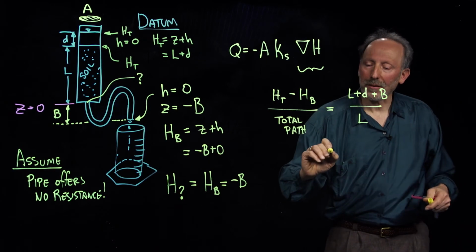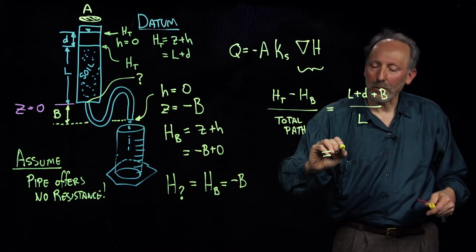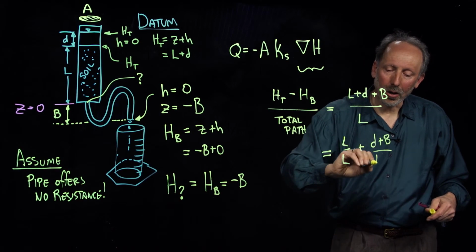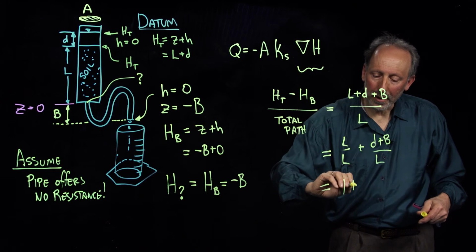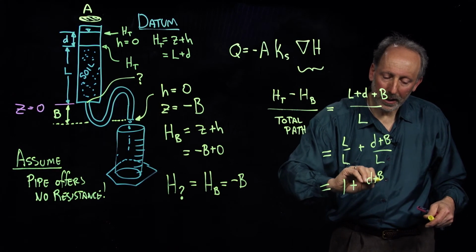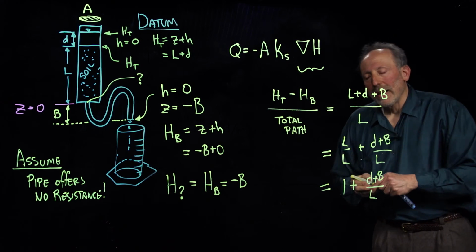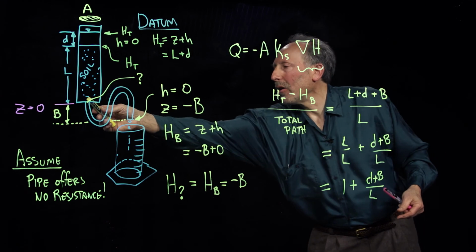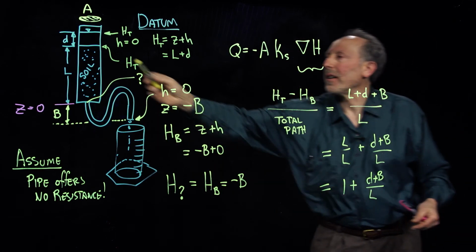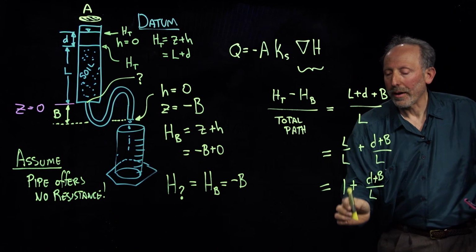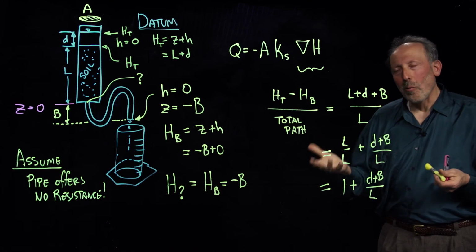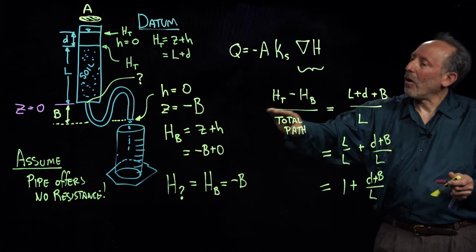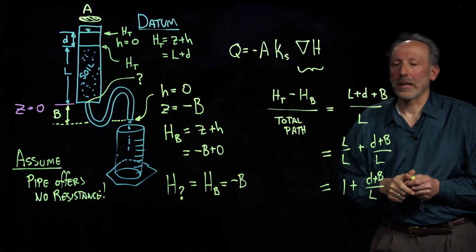And so really we can simplify this and say that this is equal to L over L plus D plus B over L, which is equal to 1 plus D plus B over L, showing that had we had B equals 0, had the flow come right out there, and had we had no ponding depth, this would be 1. So the gradient would be exactly 1, which is called a unit gradient. So it's a nifty little way to see how the total potential can be tracked through a problem like this.